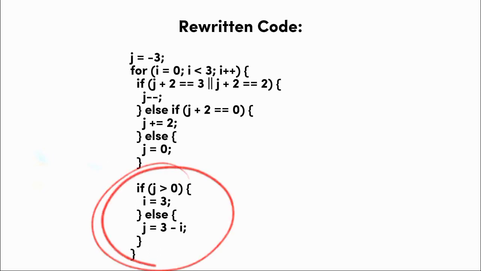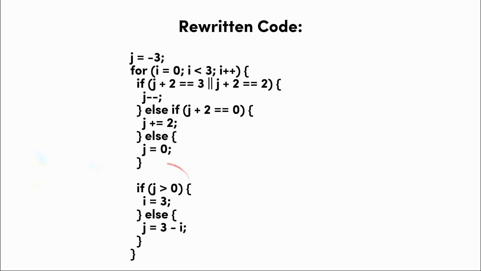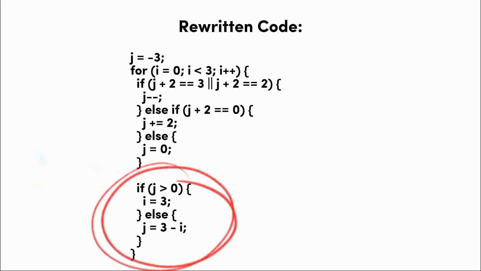So the next step is checking the value of j. If j is greater than 0, instead of using break, set i to 3. This makes the loop condition i less than 3 false, which effectively exits the loop. This method avoids using the break statement while achieving the same result. And else, if j is not greater than 0, update j to 3 minus i.